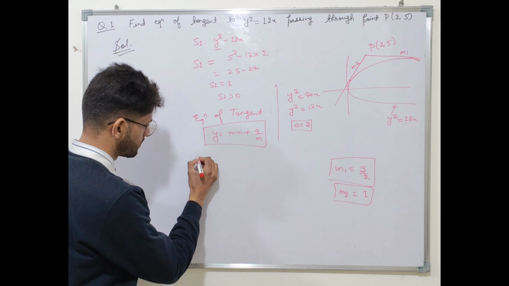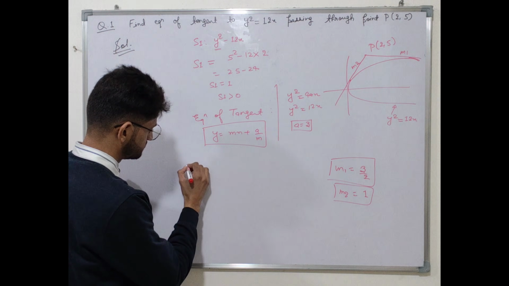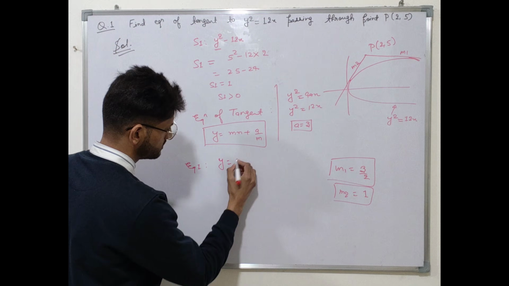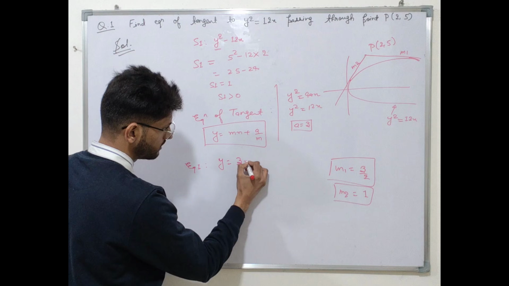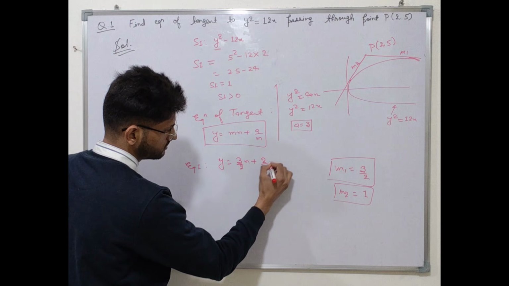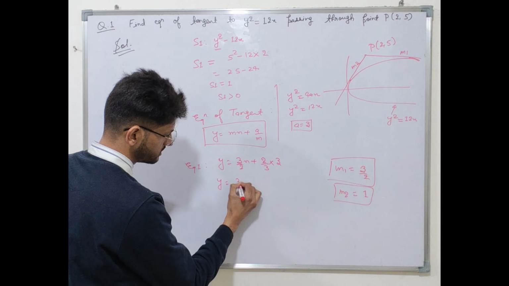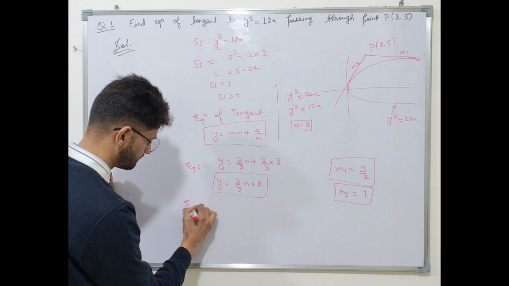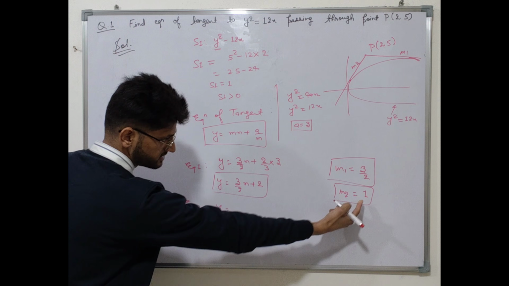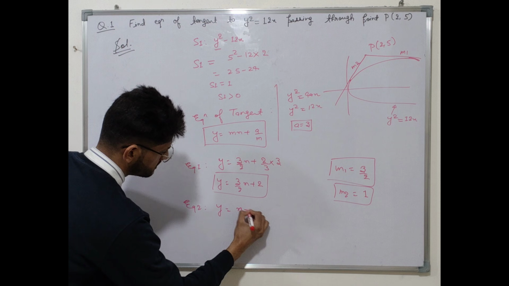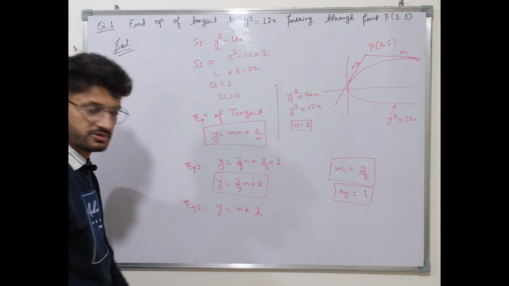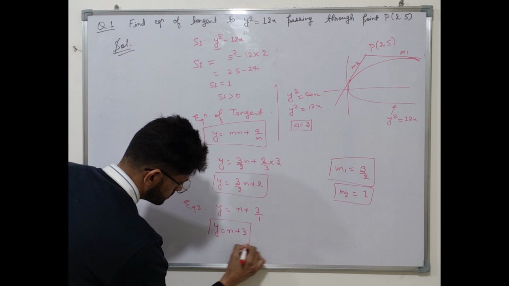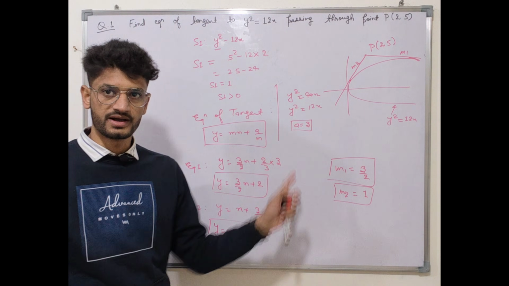From here we can write the equation of tangent 1 as y equals, for slope 3/2, 3/2 x plus 2/3 into a, that is 3. So y equals 3/2 x plus 2. This is one equation, and the second equation will be y equals, with m value 1, x plus a is 3 upon m is 1. So in this case y will be equal to x plus 3. So these are the two tangent equations which are asked in this question.